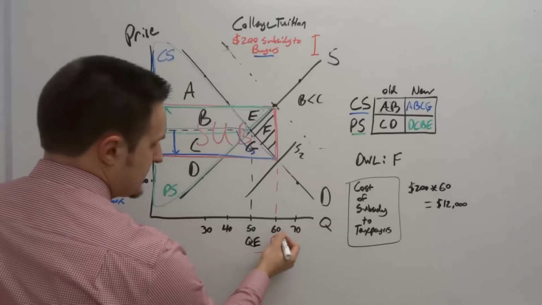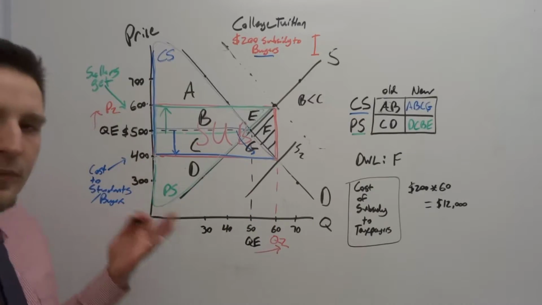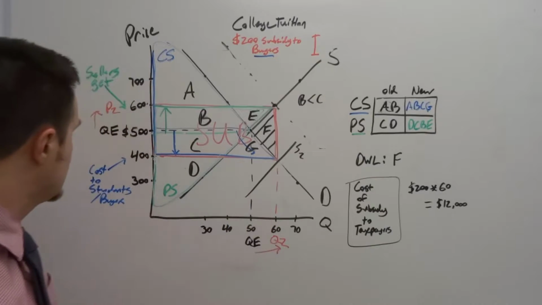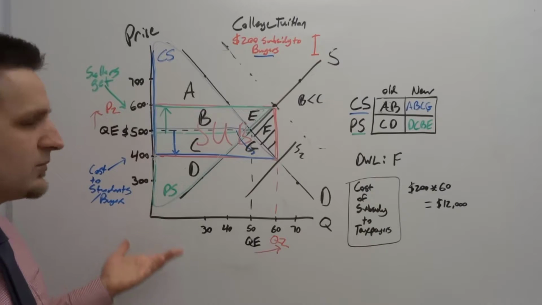Now what that would mean is you're at the same quantity, but you're at a new price. The price would go down to 400. Now the market price would go down to 400, but the effective benefit to the sellers and the buyers would be the same.